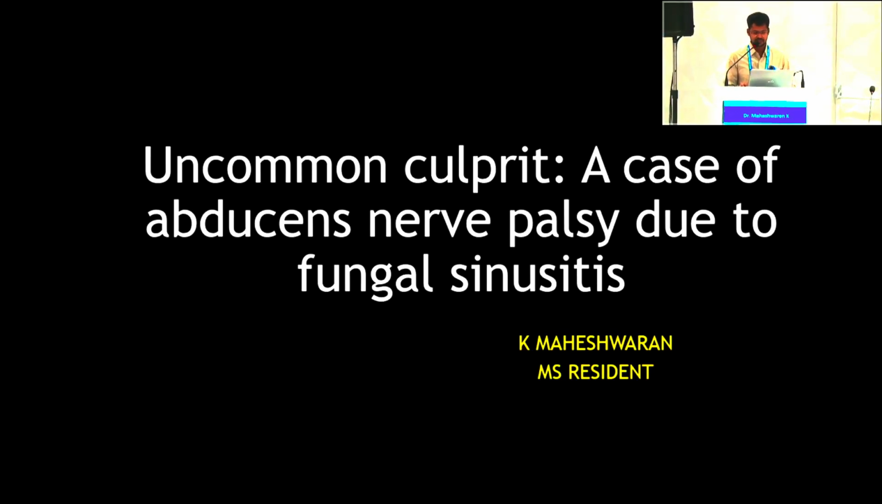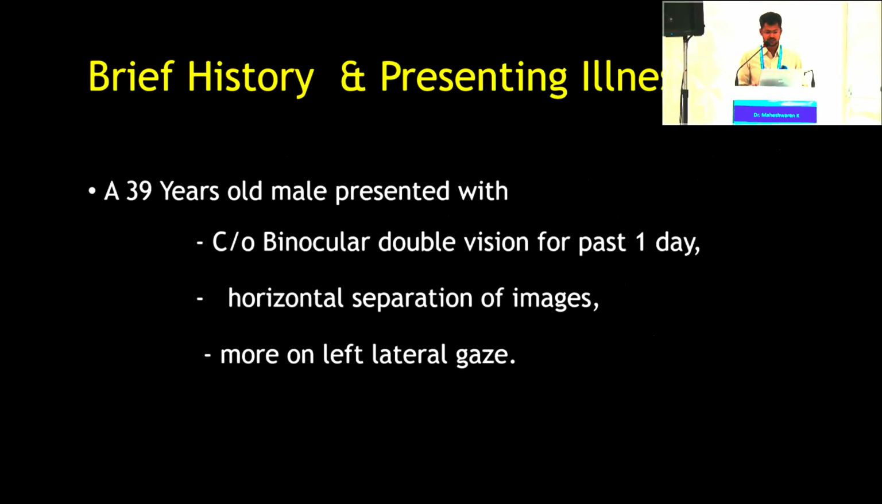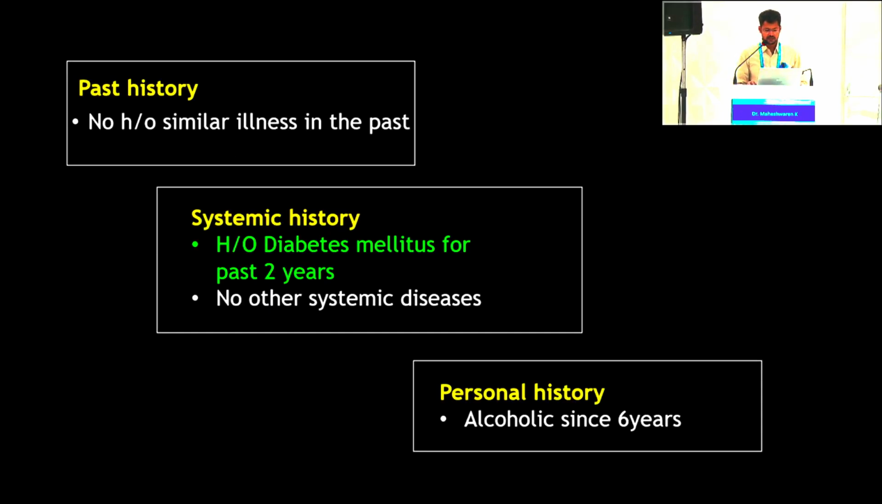I am going to present a rare case of abducens palsy due to fungal sinusitis with cavernous sinus involvement. A 39-year-old male presented with complaints of binocular double vision for 1 day with horizontal separation of images, more on left lateral gaze. There was no history of trauma, defective vision, nausea, vomiting, and no history of previous surgeries. There was no relevant past history.